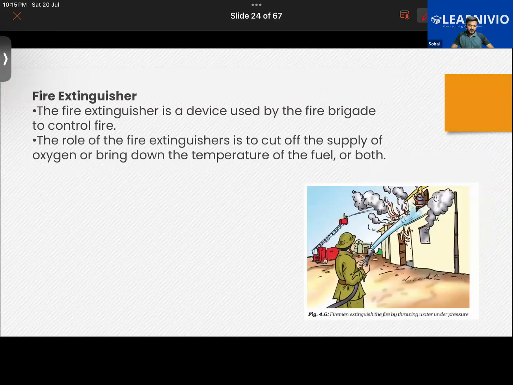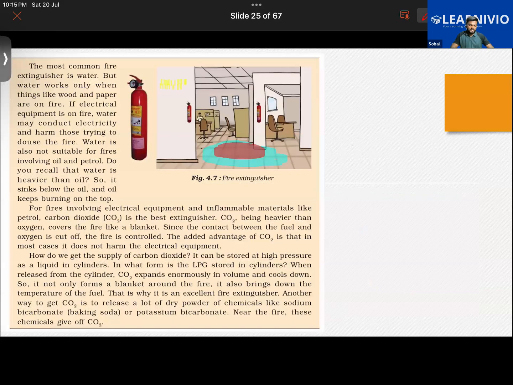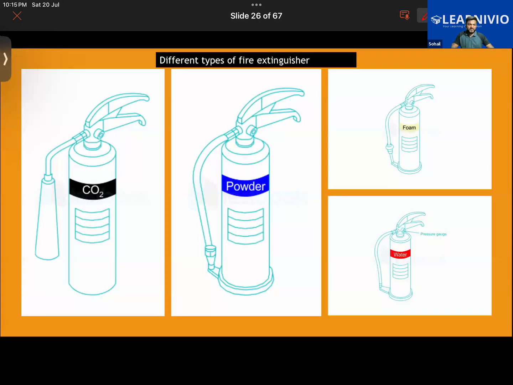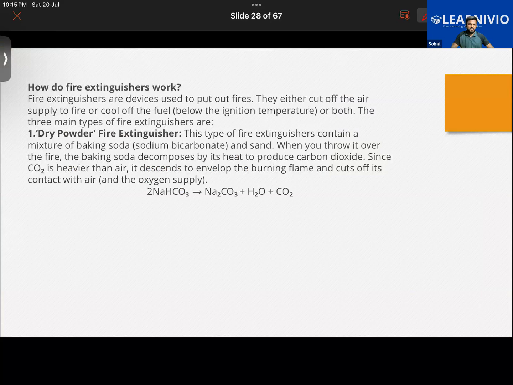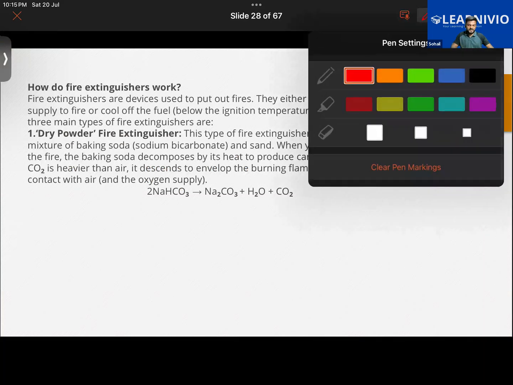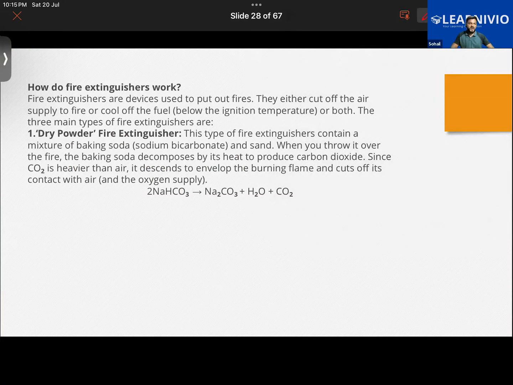Okay. We did learn about fire extinguishers in the previous classes. It is a device used by the fire brigades to control the fire. We learned about fire extinguishers, particularly the carbon dioxide fire extinguishers. Let us revisit these concepts. The first topic is how do fire extinguishers work? Their main work is to cut off the supply of air or cool off the fuel below its ignition temperature. That is how most of the fire extinguishers work.